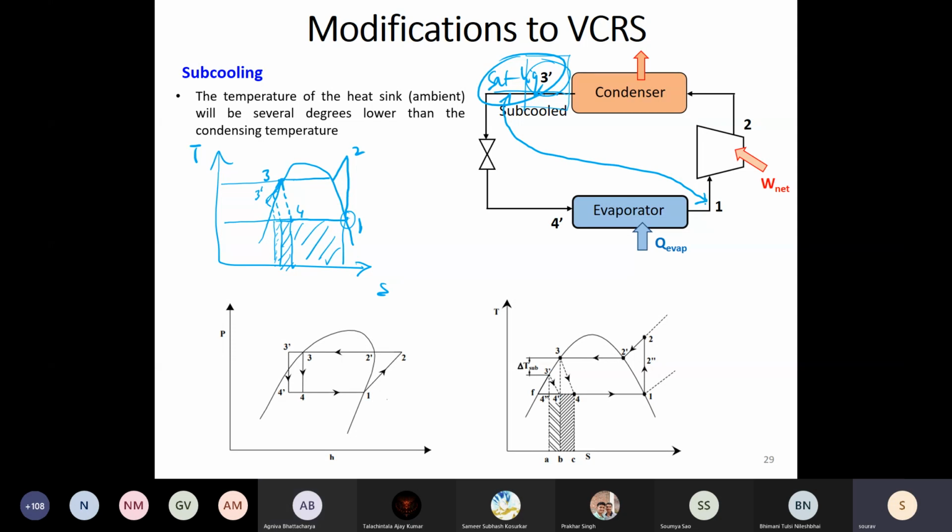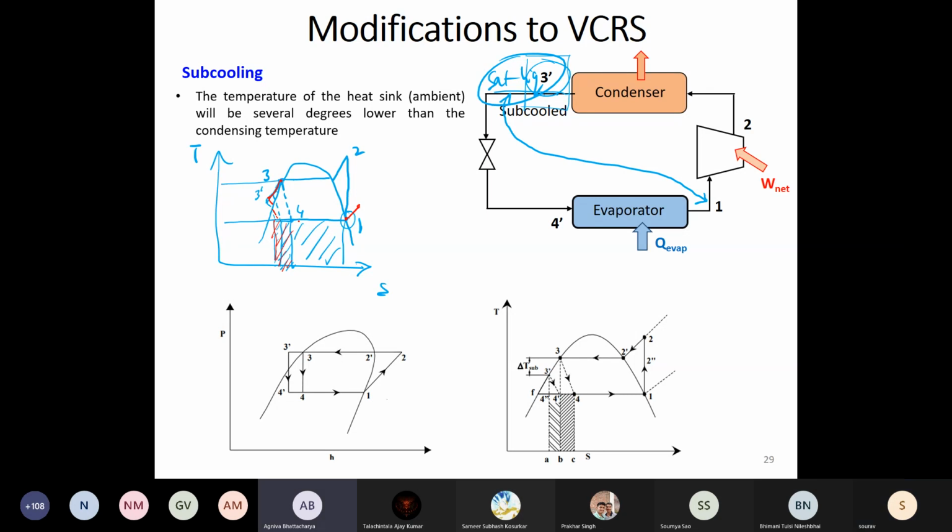What will happen to point 1 by the time it exchanges heat and then enters into the compressor? It will shift from saturated vapor to superheated. So this point will shift somewhere to this, and point 3 will shift somewhere to here. So I will gain on the amount of cooling I am producing, but there is a penalty.